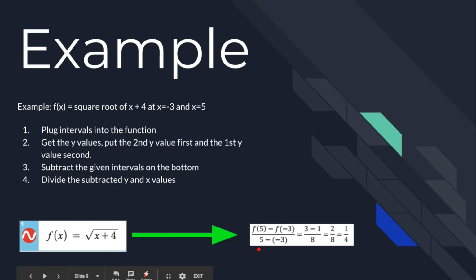Just by looking at the intervals, we can then go ahead and do the calculation. Using the second interval, which is 5, and plugging into the function gave us 3. And then using the first interval, which is -3, and plugging into the function gave us 1. Right here. And then we're going to divide that by 8, because if we get rid of the negative signs here, 5 plus 3 is 8. Okay, so then you subtract 3 minus 1 divided by 8, and then 2 divided by 8, and then you can simplify that to 1 divided by 4.